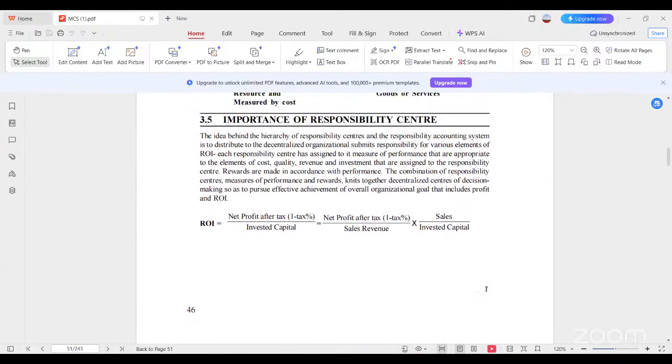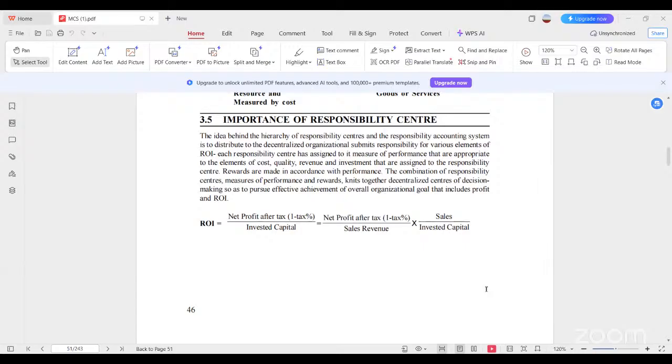Then it will try to link your performance to rewards. It will try to improve overall organization goals by knitting together all the centers with performance measures and rewards. At the same time, decentralized decisions contribute to profitability and return on investment. And also, it provides clarity in return on investment and investment decisions. That means it will help the managers to understand how their unit contributes to return on investment.